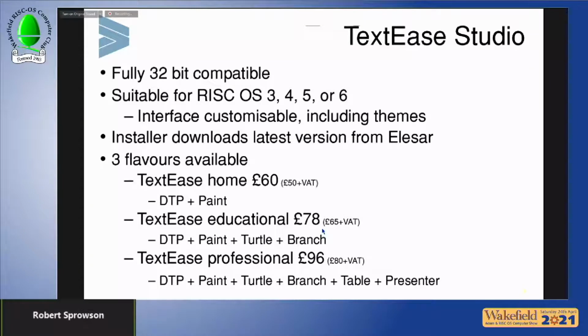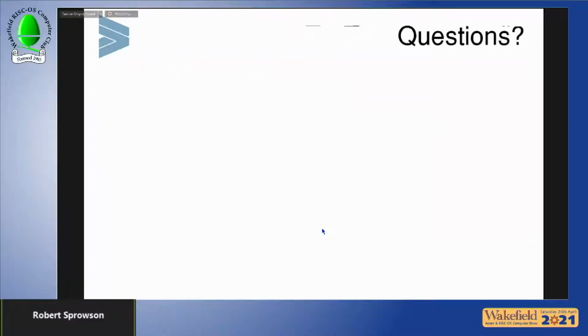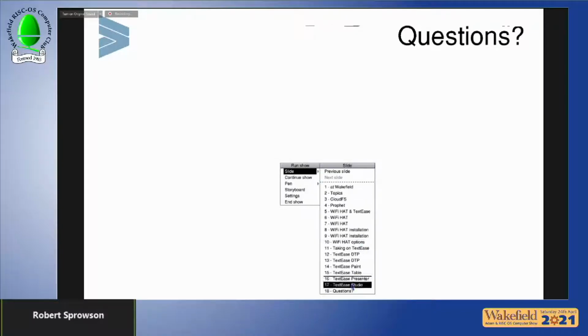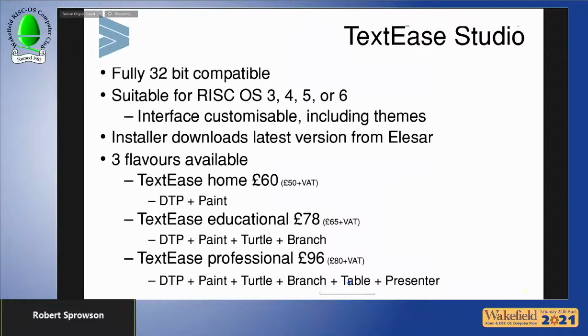So Texties Studio is available now. It's 32-bit compatible and runs on any version of RISC OS that you're likely to have. Oops. Leant on the mouse, scrolled one page too far forward. The installer downloads the latest version from the Elesar website. So if there are minor updates, point updates like I mentioned earlier, you simply rerun the installer and it will download it again, with the home version starting at £60.